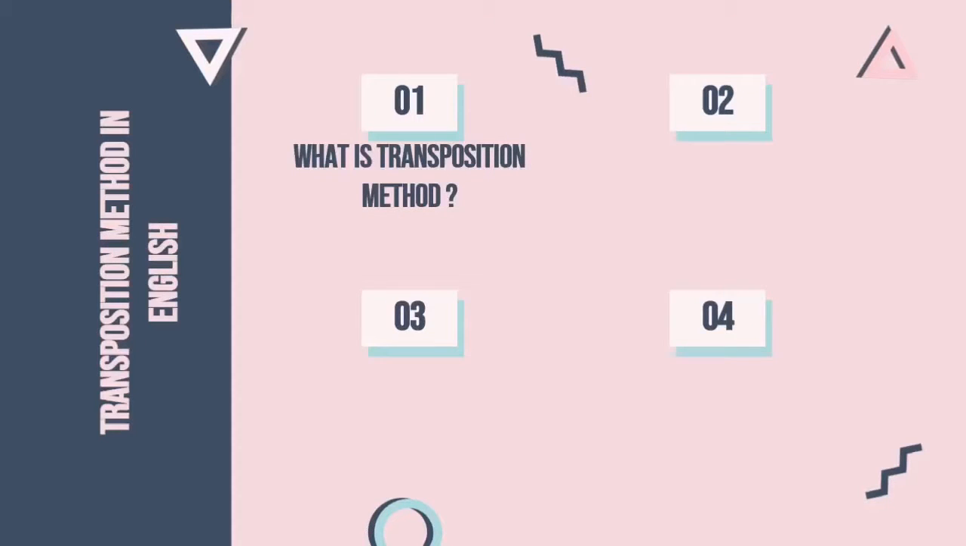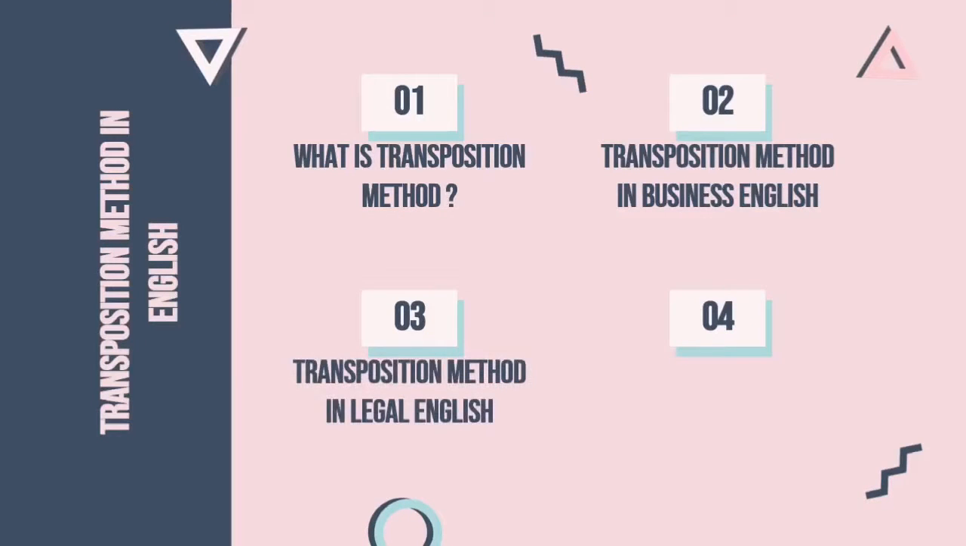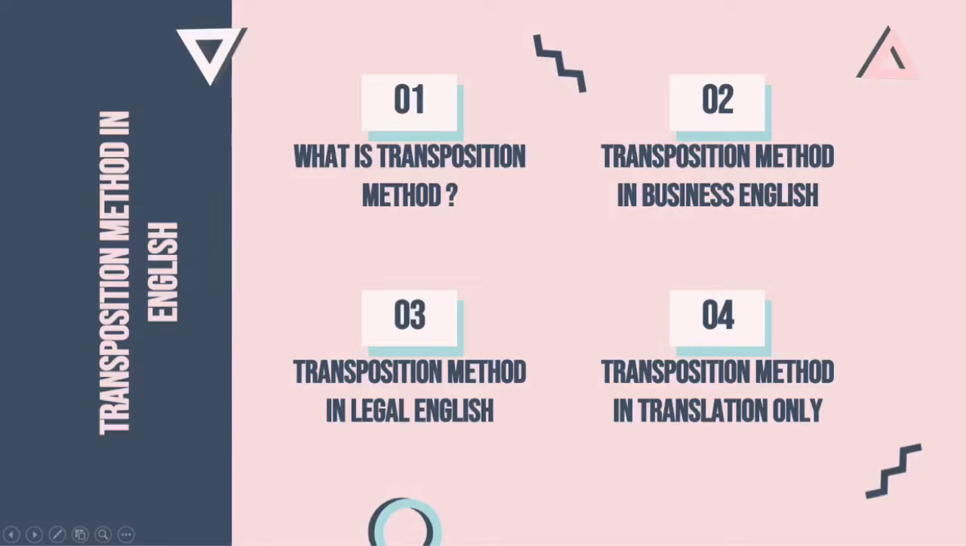It consists of 4 parts. What are transposition methods? The next is transposition methods in business English. The third is transposition methods in legal English, and the last is transposition methods in translation only.